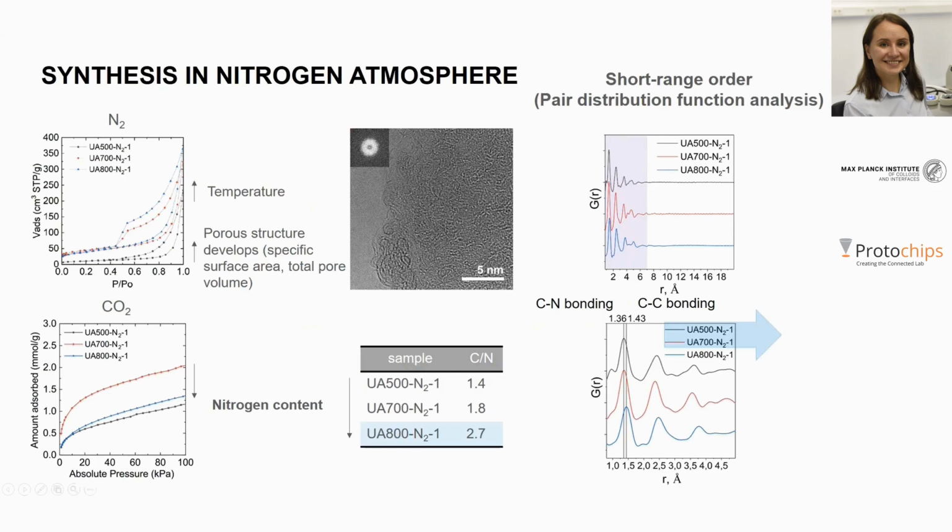The only significant difference can be found in the position of the first peak. The first peak for the samples synthesized at lower temperatures, at 500 and 700 degrees, is located at 1.36 angstrom, and for the higher temperature counterpart at 800 degrees, it's located at 1.43 angstrom. So as we could see, the short-range order does not define the absorption properties of the materials. However, the main difference was found to be in the morphology of the obtained materials.